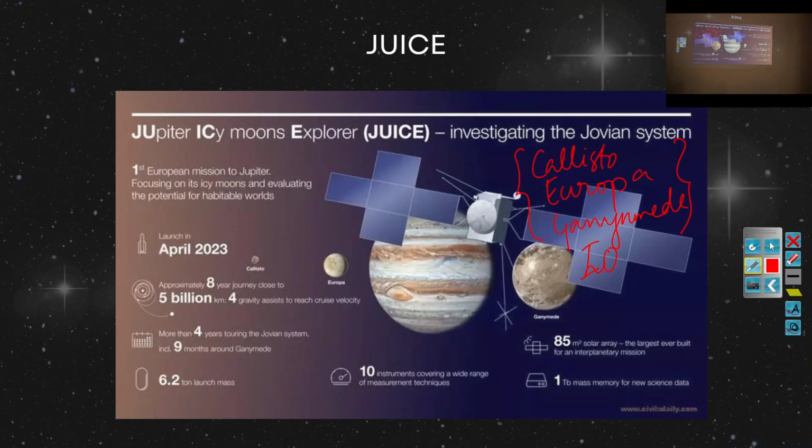It was launched in 2023 and it is going to reach near Jupiter by 2031, because it is very far from Earth. The spacecraft has to travel such a long distance, so it will reach by 2031. Okay. So you can write about this.